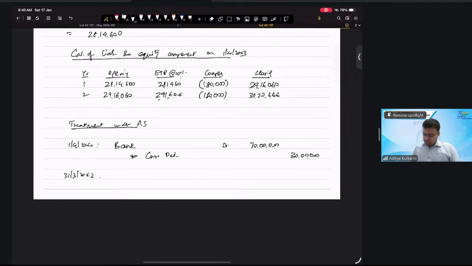So therefore, 31 March 20X2 and 31 March 20X3, both these years you will pass the same entry. Interest expense debit to convertible debentures 75,000 each year. So 75,000 for the first year, 75,000 for the second year. Are you okay with this? Yes. All right. Fine.